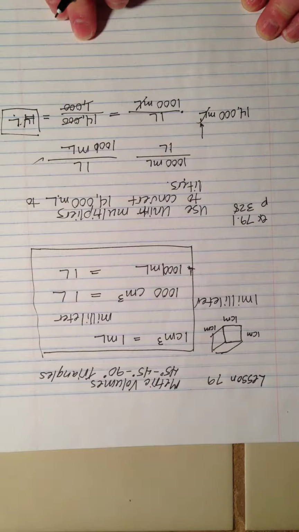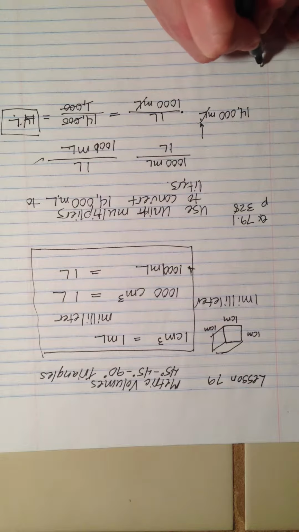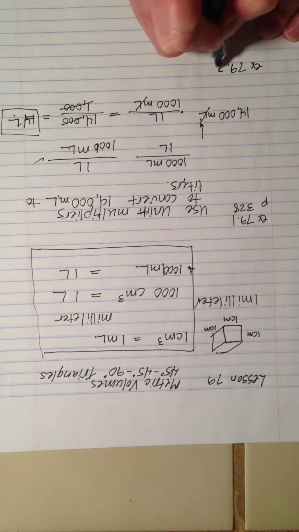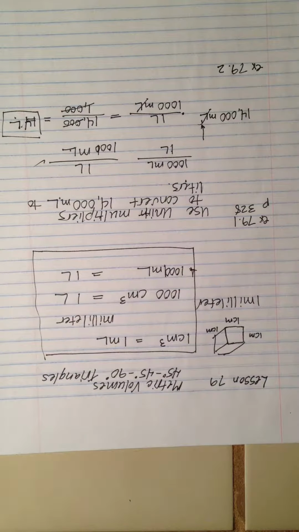79.3 is a little bit, or 79.2, I'm going to let you guys do. No, that's not true. I'm going to do 79.2. We're going to make it just a tiny, tiny bit harder.